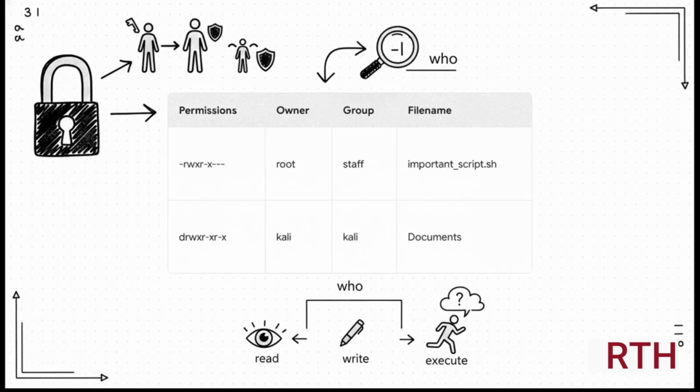So, you know that ls command we learned? If you type ls -l, that's L for long, you get this super detailed view. And that weird-looking string of letters at the very beginning, that's the important part. That is the permission string, and it tells you, plain as day, who is allowed to read this file, who can write to it, and who can execute it.